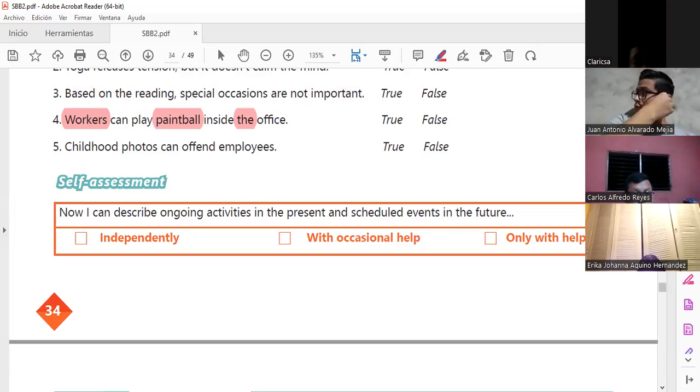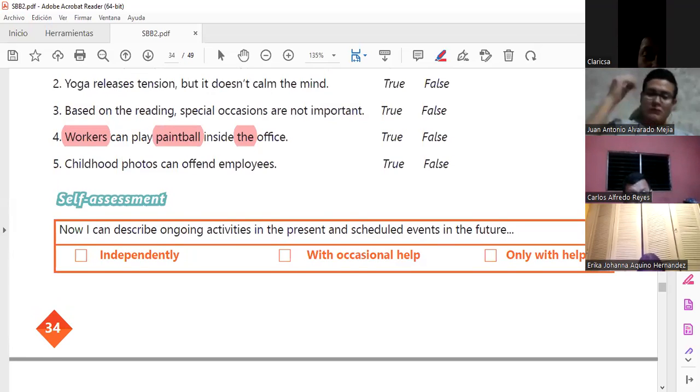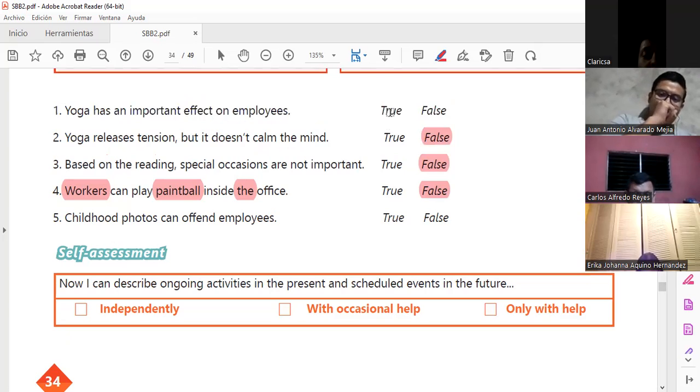False. Why? Because in the text, simply getting out of the office can work wonders. Very good, excellent, good job. So this one would be false, and this one is true. And the other we said was true, right? True. Okay, last one. Please.